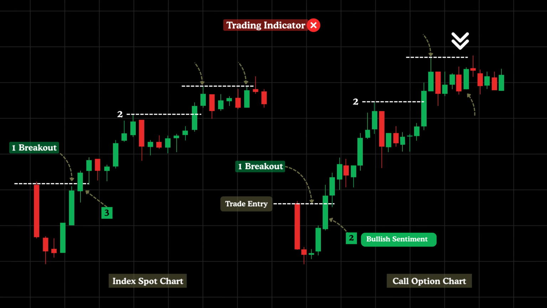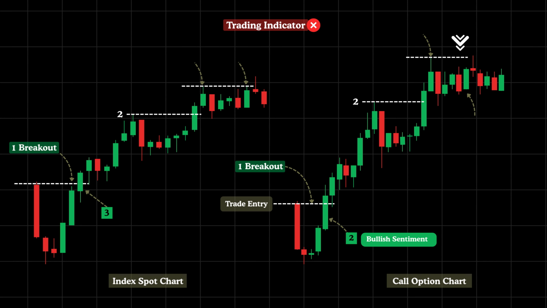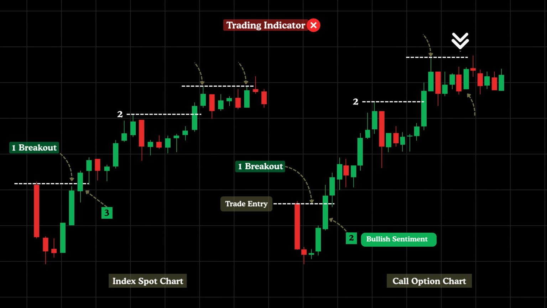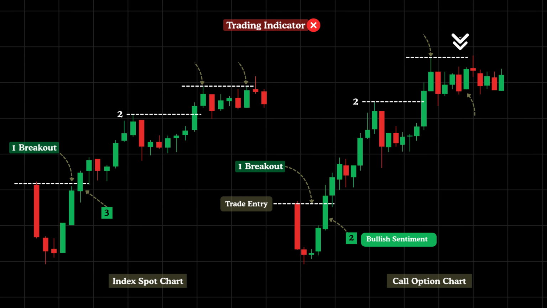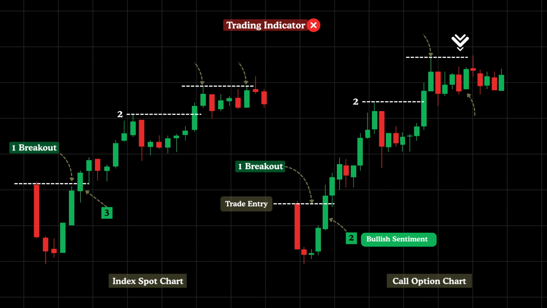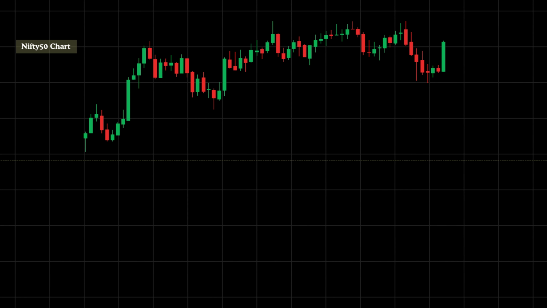Since we are trading based on the candles forming directly on the chart, no indicators are needed. Similarly, by observing the premium chart candles in the market, you can easily judge whether the option will gain momentum. Now, let's examine an example on a live chart. This is a 3-minute time frame chart of Nifty 50.